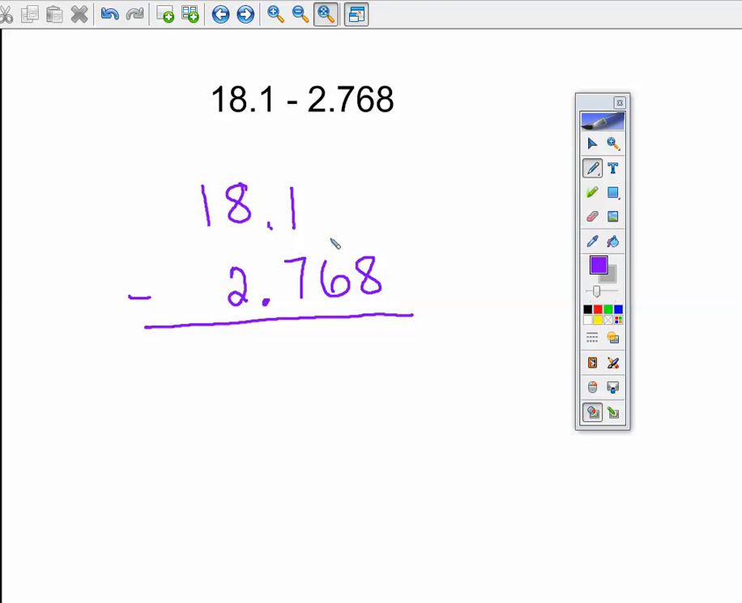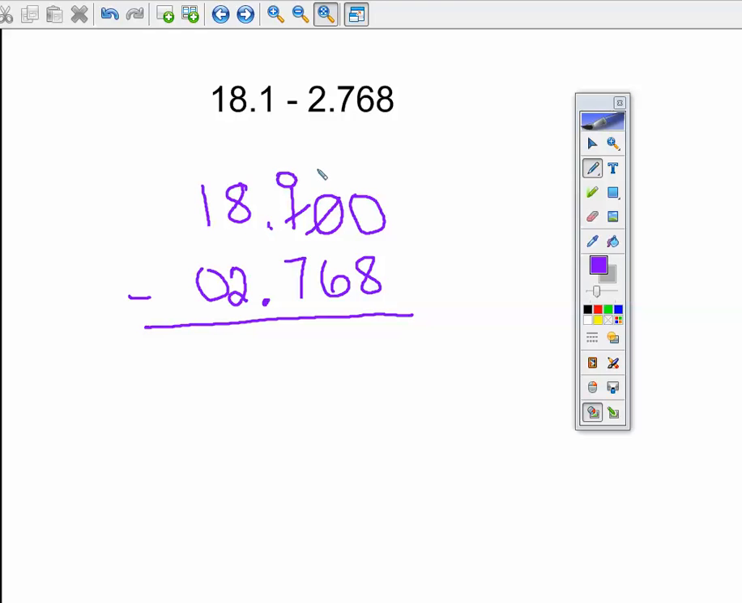Here it's really important that we fill in with zeros because I can't just bring down the 6 and the 8. I have to subtract from something. So I'm going to put a 0 here, and a 0 here, and a 0 here. Now I can't take 8 from 0 and I can't take 6 from 0, so I have to borrow from here and make this a 0.